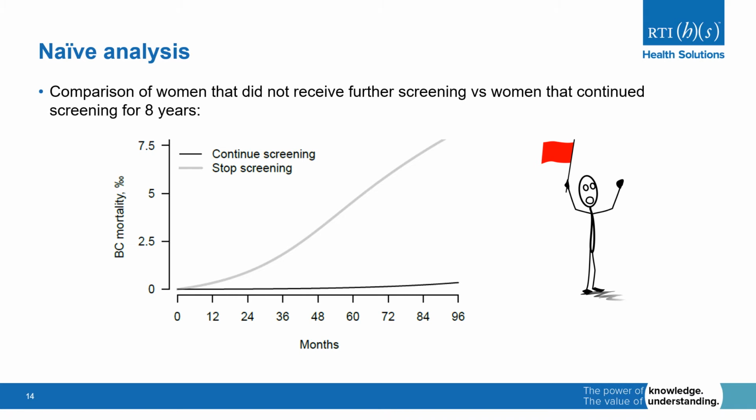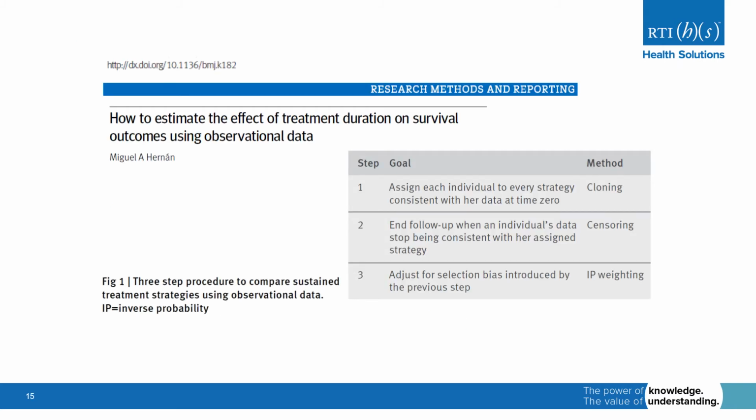So this is a biased analysis and you shouldn't run into this. So how can we properly analyze this then? In this case, we are talking about estimating the effect of different durations of treatment. When you want to estimate the effect of different durations of treatment, you have to follow a stepwise approach. And this was described recently, a couple of years ago, by Miguel Hernan in the British Medical Journal. And this approach consists of 3 steps.